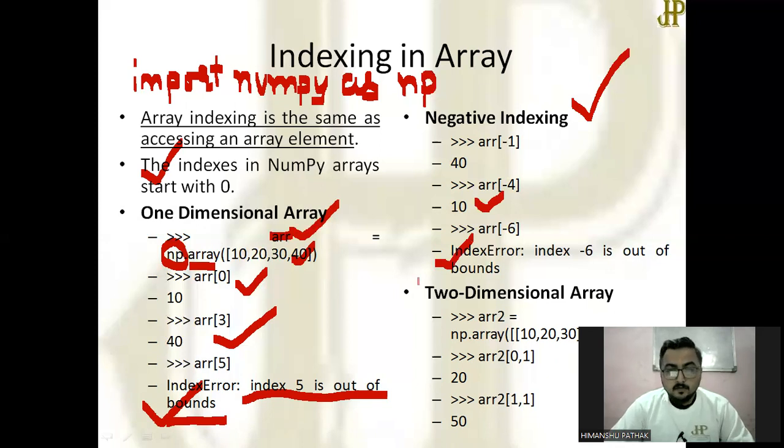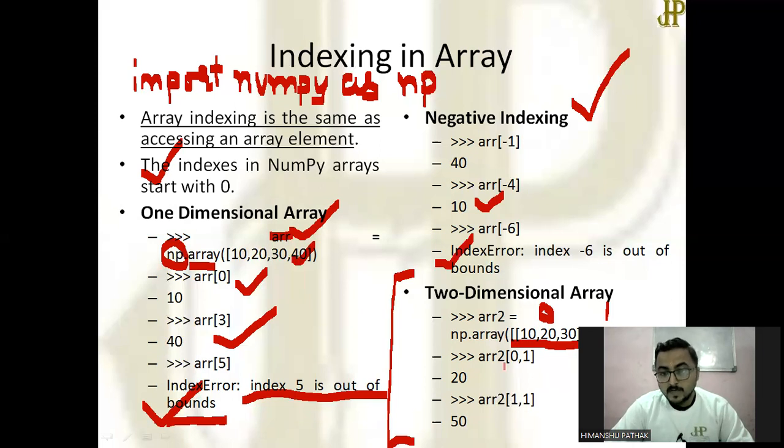Clear? Now the same thing can happen with a two-dimensional array. Here I have taken two lists and passed them as a two-dimensional array. So if I want to access the 0th row and 1st column, it will print 20. Why? Because this one is the 0th row, and this one is the 1st row, and in the 0th row, this is the 0th column, 1st column, 2nd column.